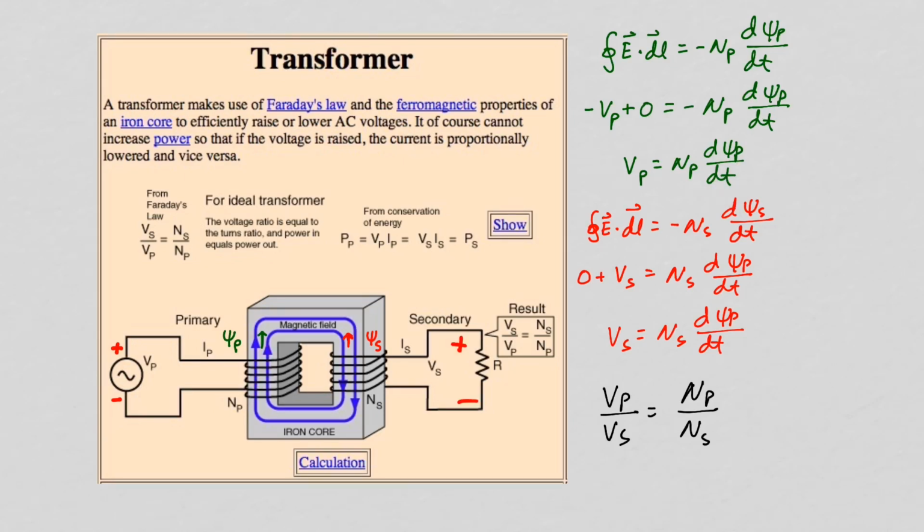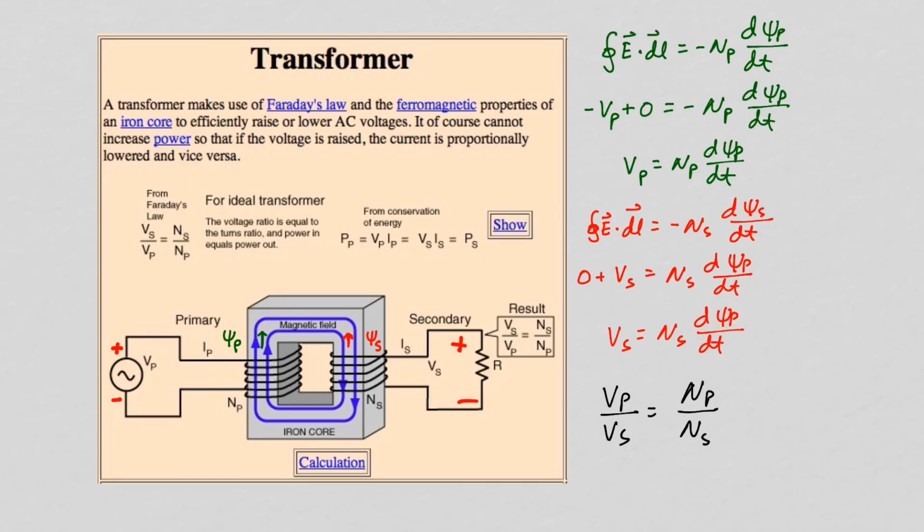Now applying Faraday's law to the secondary, on the left-hand side we'll just have V sub s, and on the right-hand side we will substitute for psi sub s minus psi sub p. So the voltage in the secondary equals the number of turns in the secondary times the rate of change of the magnetic flux in the primary with respect to time.